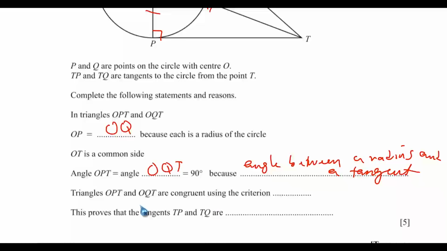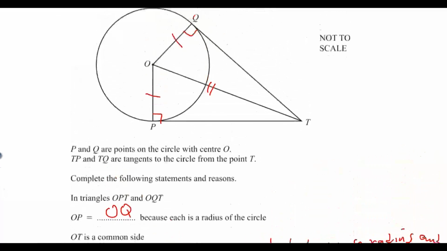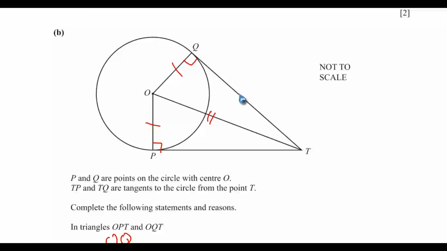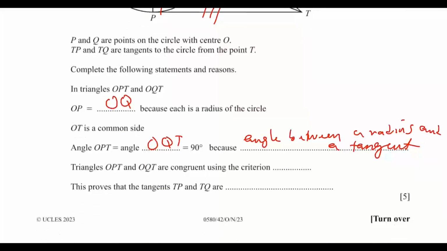So triangles OPT and OQT are congruent using the criterion. The criterion will be similar size. See, this side and this side are equal, so that means the two triangles have equal sides. So that will be S. So this proves that the tangents TP and TQ are equal. Okay, they are equal. So let's go to the next question.